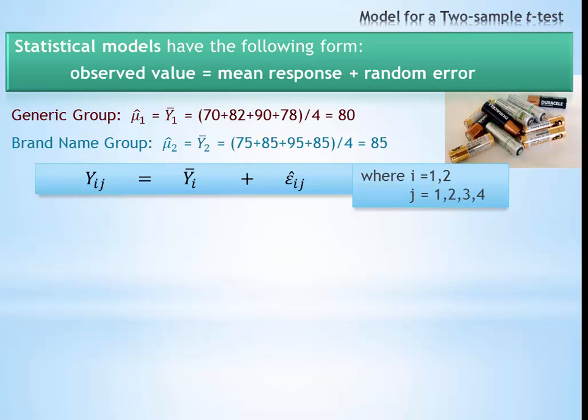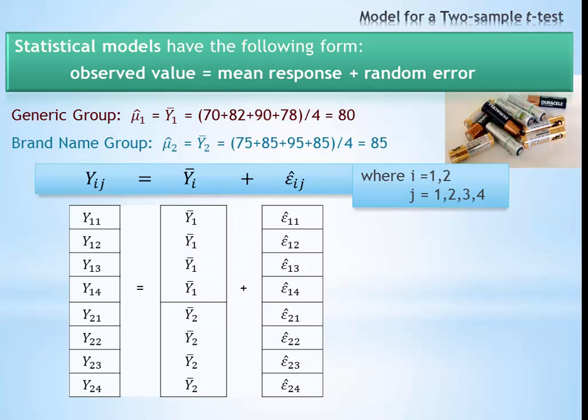In the previous video, we developed a model for a two-sample t-test, and we showed how statistical models have the form observed value equals a mean response plus random error. For example, in the two-sample t-test with batteries, again, this is a very small sample, just so you can see the mathematics behind it more than actually analyze this data. We had 4 generic batteries and 4 brand name batteries, and we measured how long those batteries lasted.